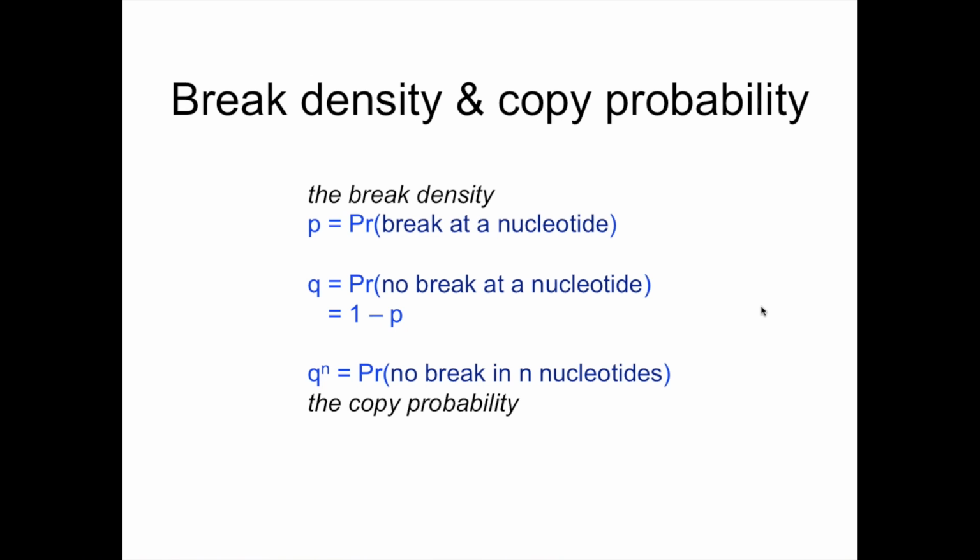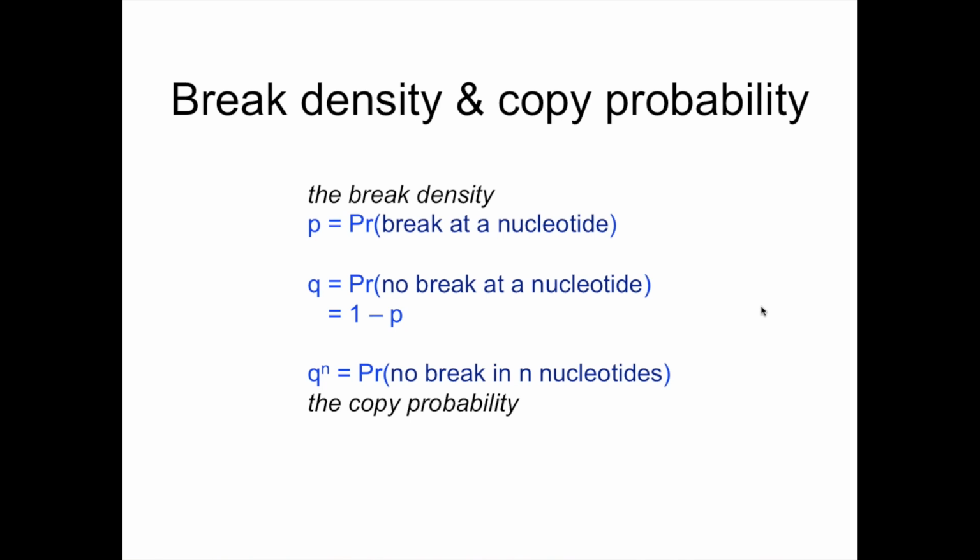So the break density is the probability that there's a break at one letter in the DNA chain, at one nucleotide. For example, if the chance is that every 100 letters there'll be a break, then p, little p, is the probability, 1 in 100, that there's a break at a nucleotide. So we can think of that as the density of breaks. Is it every 100, every 1,000? Q is 1 minus p. That's the probability that no break occurs at a nucleotide.